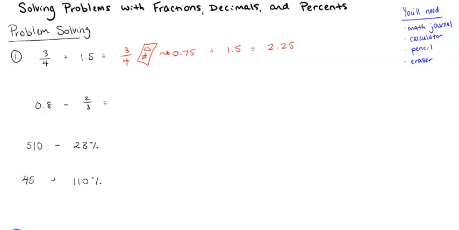So try this next one on your own and see if you get the same answer I do. Pause the video here and then push play when you have an answer. So 0.8 is already a decimal, so I'm just converting my 2/3, and 2 divided by 3 in my calculator gives me approximately 0.67. I'm rounding to 2 places, that's fine. So now I get to do 0.8 subtract 0.67. That will give me my final answer of 0.13.